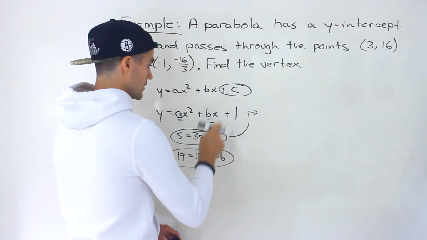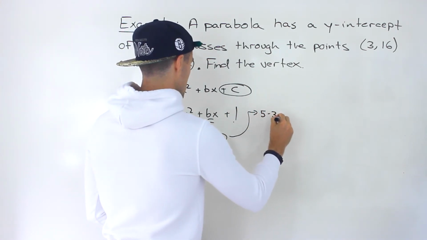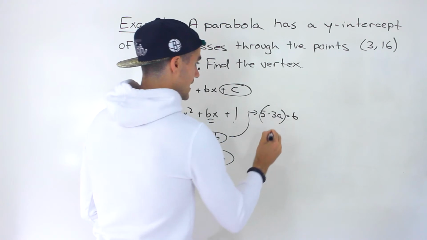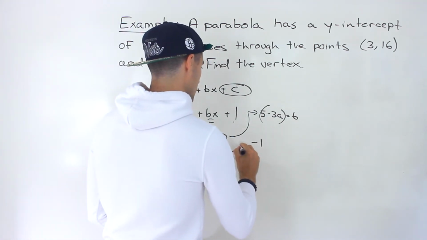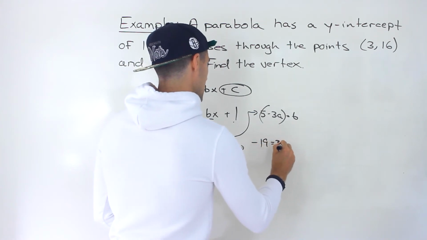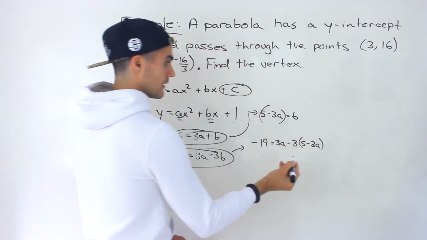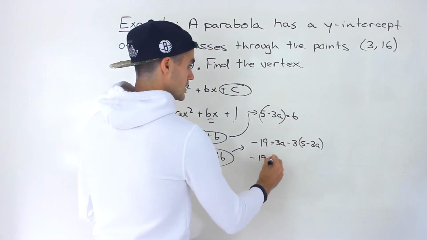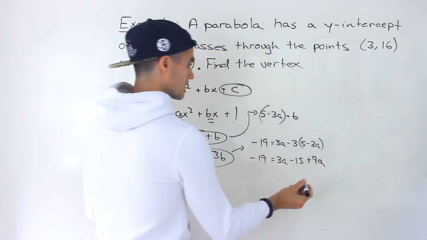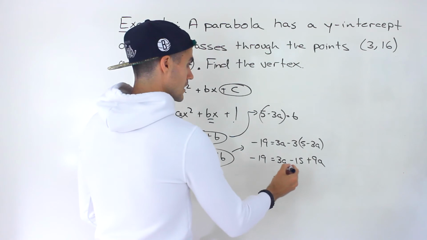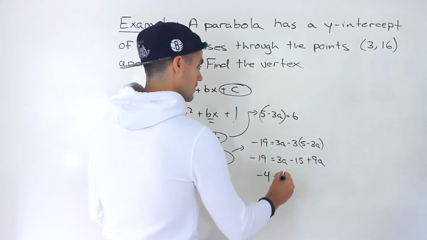So I'm going to isolate for this b. I'm going to keep it on the right side, bring the 3a over. So we'd have 5 minus 3a equals b, and then I'm going to take that expression for b, plug it in here. So we'd end up with negative 19 equals 3a minus 3 bracket 5 minus 3a, like that. So we end up with negative 19 equals 3a minus 15 plus 9a, like that. And then let's bring this over. So negative 19 plus 15 will give us negative 4.